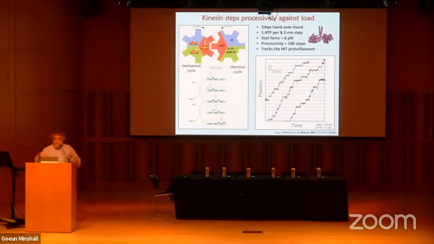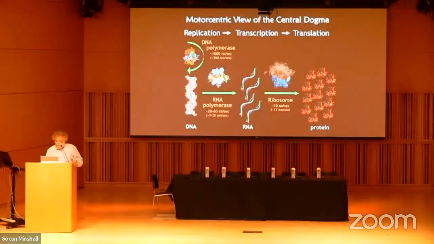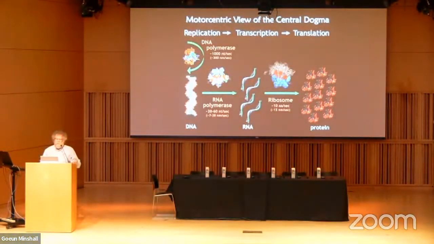So we know that it steps hand over hand, the heads strictly alternate. We know its stall force. We know how far it goes before it lets go. We know that it tracks what's called a single protofilament. That's like the barrel staves, if you will, of the microtubule. And we've learned a great deal, which I, again, don't have time to tell you about, about the coupling between the hydrolysis of ATP, which is a chemical cycle, and the mechanical cycle by which the heads move and translocate the molecule. So, armed with that, we then turned our view to deeper questions in biology.